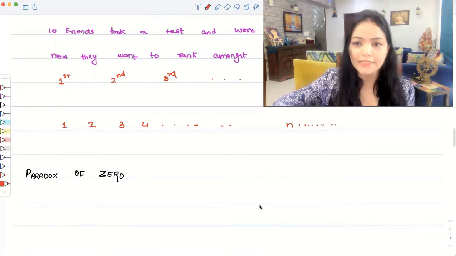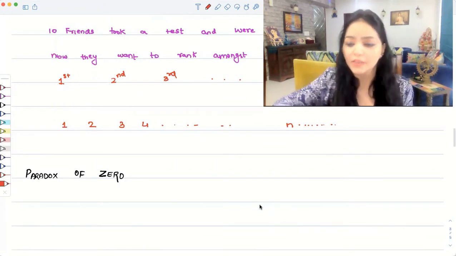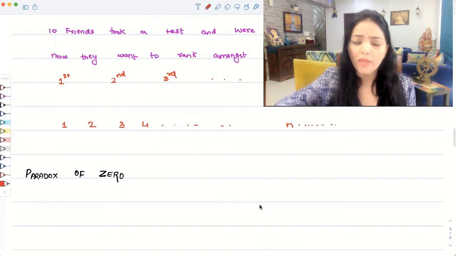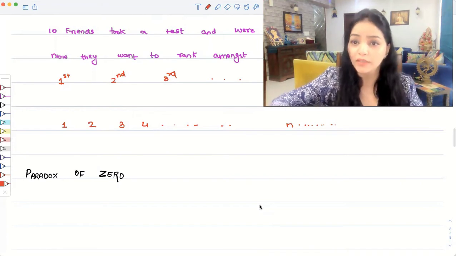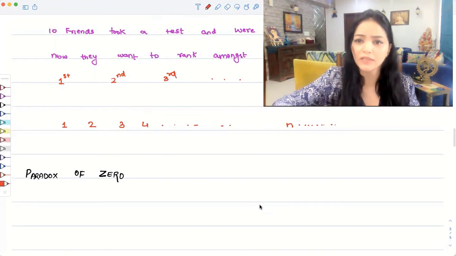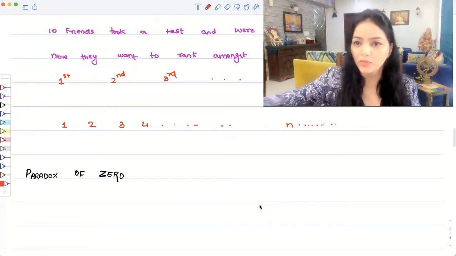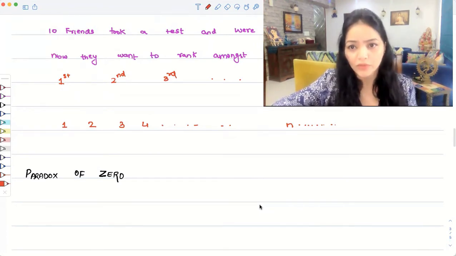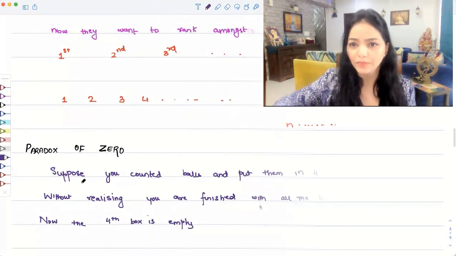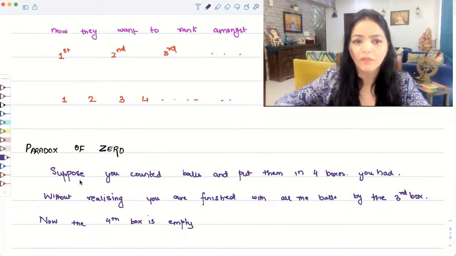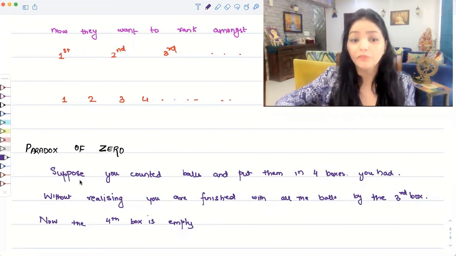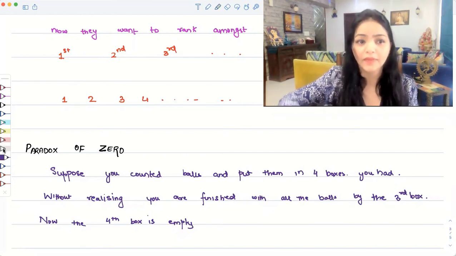A very important number in our lives, 0. So 0 is an important number. And what is this paradox of 0? Is 0 really required? Is it really a number? Because counting starts with 1, 2, and so on. We never start our counting with 0, 1, 2, 3, 4. We start with 1, 2, 3, 4. So why is 0 required? Because you counted balls and start putting them in the 4 boxes you had. Without realizing, you are finished with all the balls by the 3rd box, and the 4th box is empty.